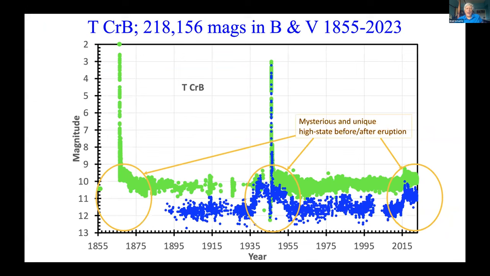Wow, and this is actually a fairly awesome light curve. It runs from 1855 to 2023. It's updated to a couple of days ago. And this shows what's going on with T CrB. Just to recap, in the middle you have the T CrB eruption, and the secondary eruption on this scale, they're both grouped together here. And you can see the pre-eruption dip, and then the rise, and then the secondary maximum.